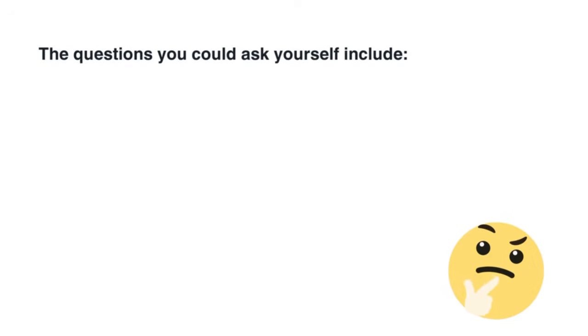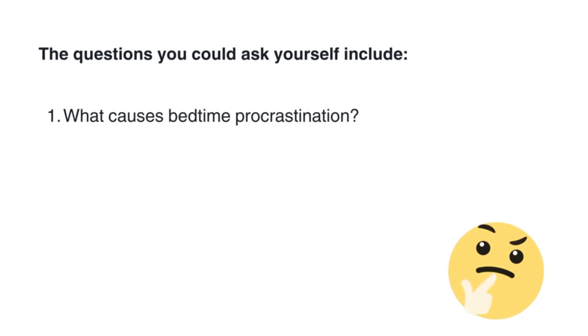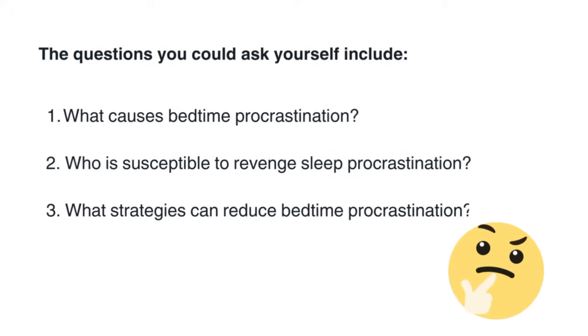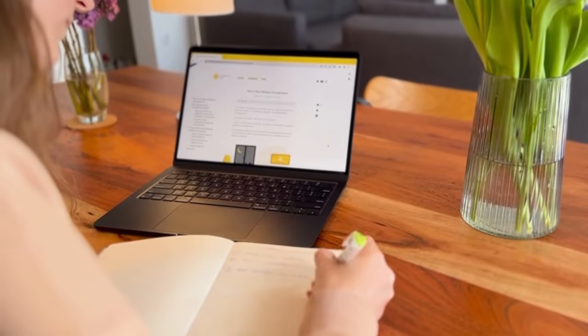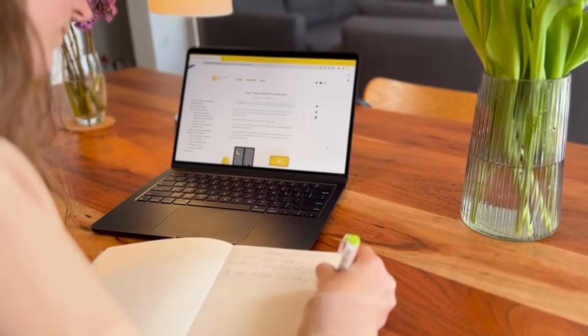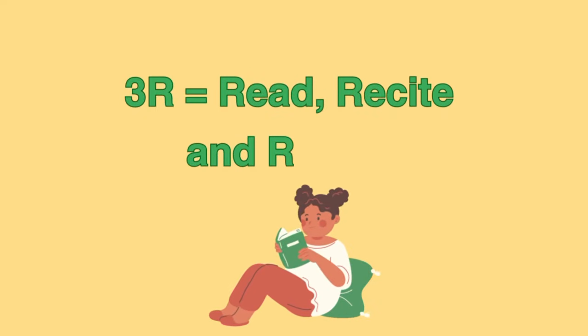Some of the questions you could ask yourself may include: what causes bedtime procrastination? Who is susceptible to revenge sleep procrastination? What strategies can reduce bedtime procrastination? Write down questions so you can answer them as you read the content. This step only takes 10 to 15 minutes. Next steps are read, recite, and review.